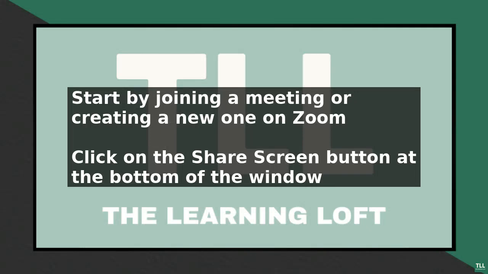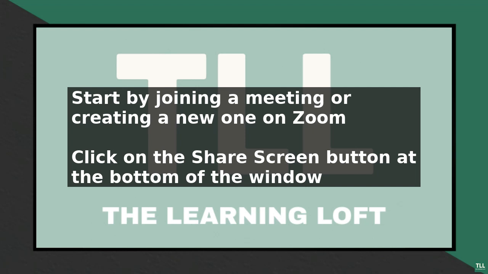To screen share on Zoom, start by joining a meeting or creating a new one. Once you are in the meeting, click on the Share Screen button located at the bottom of the Zoom window. This will open a new window with various sharing options, including desktop, window, or phone screen. Select the option that best suits your needs.